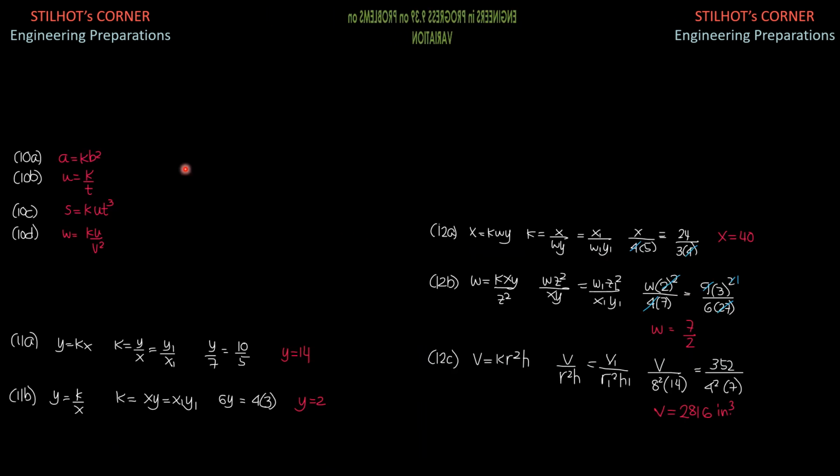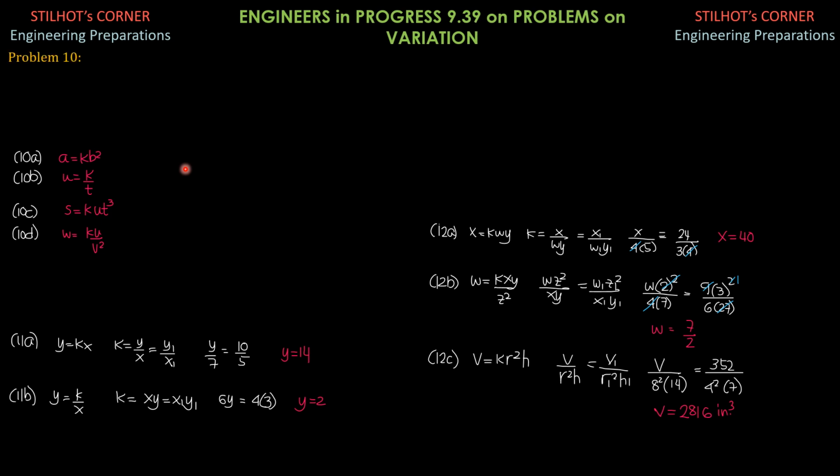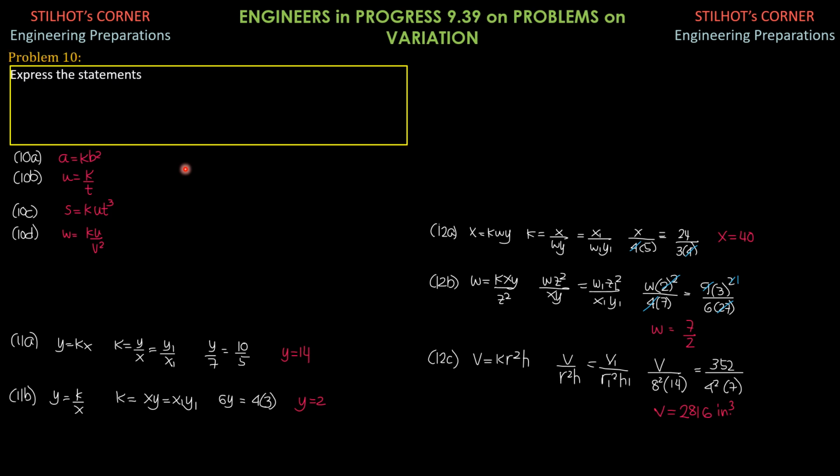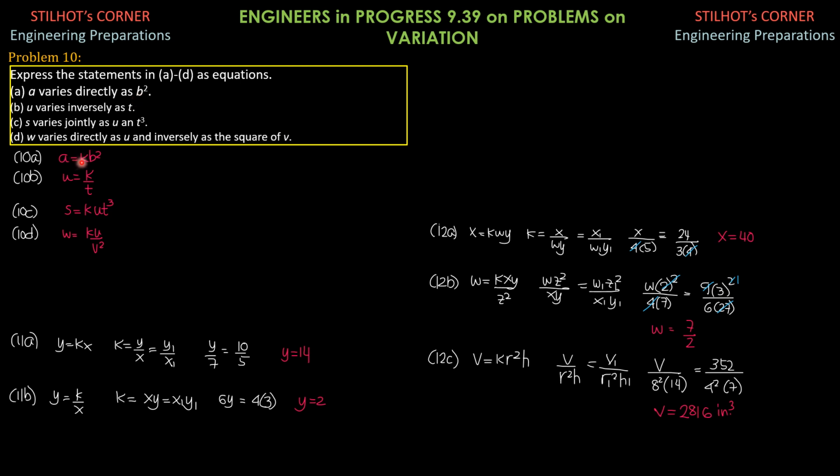Then let's continue. Problem 10. Express the statements in A to D as equations. A varies directly as B squared, U varies inversely as T. So A varies directly as B squared, so A equals constant times B squared. U varies inversely as T, so U equals constant over T.